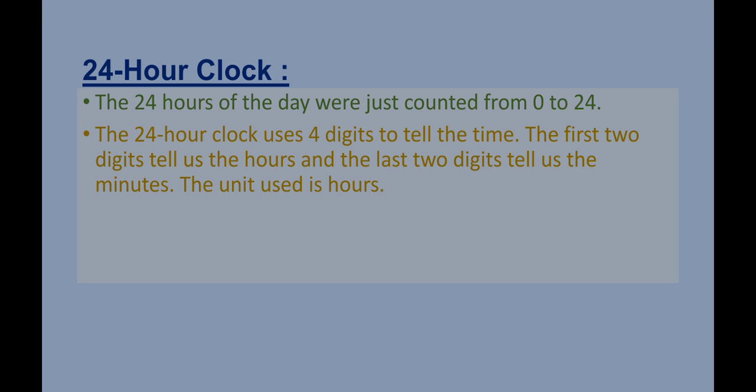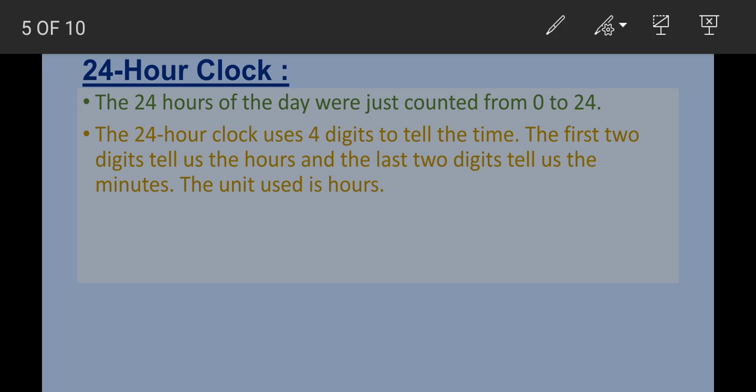The first two digits tell us the hour, and the last two digits tell us the minutes. The unit used is hours. We represent that as 12 hours, 15 hours, 17 hours. The unit used here is hours.